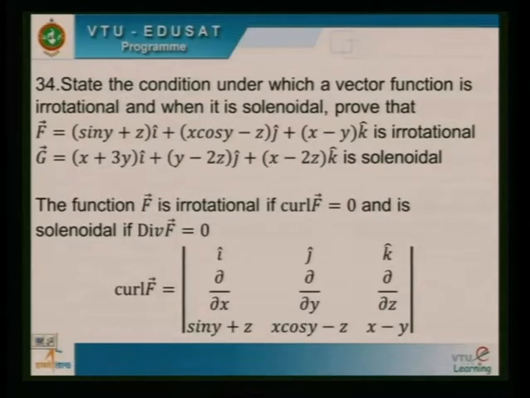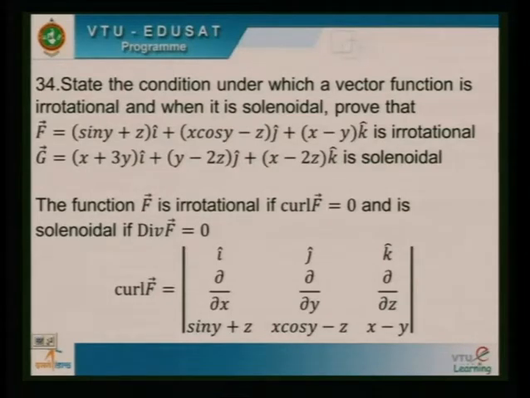Now, state the condition means you have to state the condition. The function f vector is irrotational if curl f vector equal to 0 and is solenoidal if divergence of f vector equal to 0. Divergence of f vector equal to 0 is called solenoidal and curl of f vector equal to 0 is called irrotational. Now, first you have to show that the given f vector is irrotational.